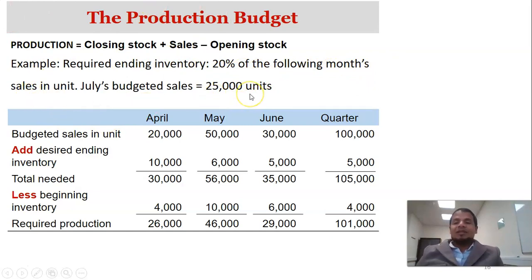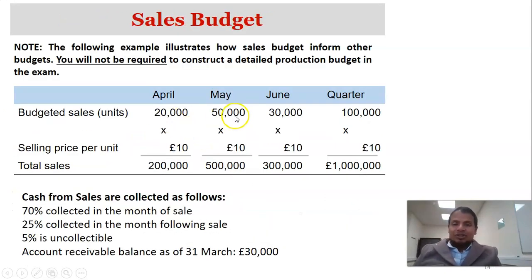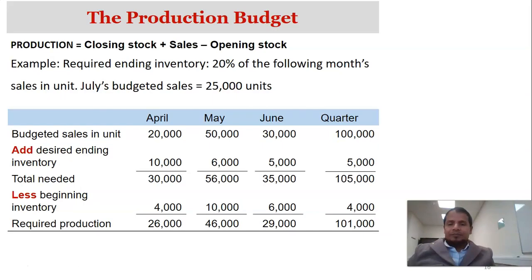So what we want to sell in the following month, 20% we will maintain as ending inventory. In case of July, the sales budget of 25,000 units is given. We will need this July sales figure for considering the ending inventory of June. This is given in the question. Sales, as we expected, are 20,000, 50,000, and 30,000 in these months. Okay, so let's start.